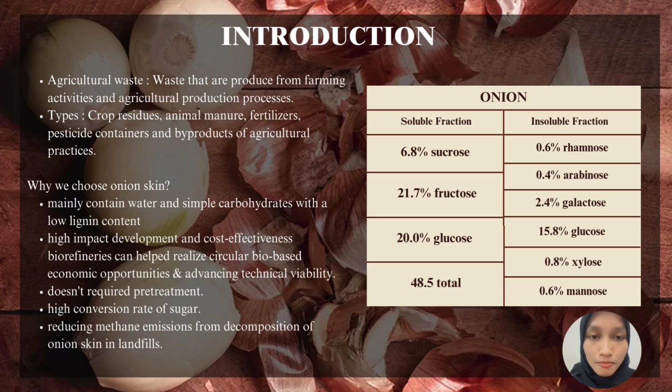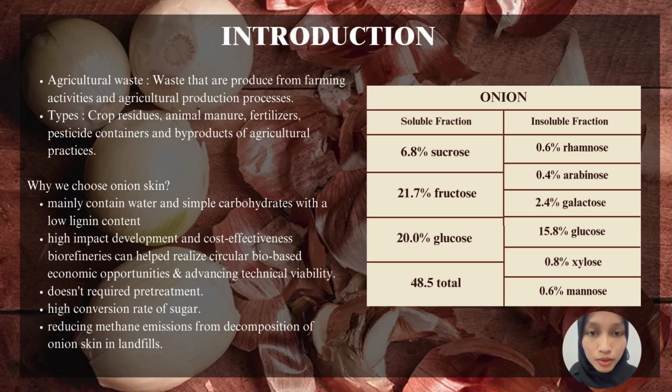Besides, with high impact development and cost effectiveness, biorefineries can utilize sustainable agriculture waste, which can help realize circular bio-based economy opportunities along with advancing technical viability. Moreover, onion skin also has a high conversion rate of sugar and it doesn't require any pre-treatment.